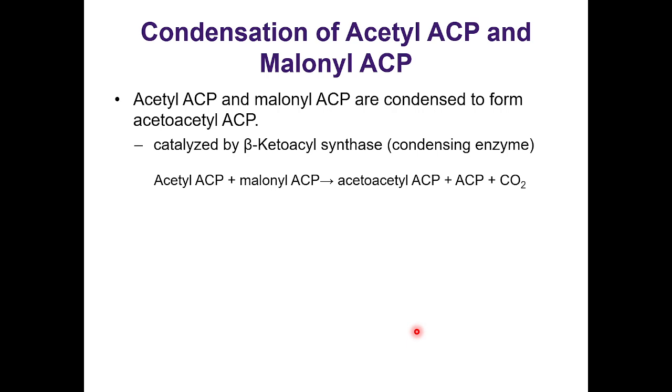The acetyl ACP and the malonyl ACP are going to be condensed to form the acetoacetyl ACP, catalyzed via the beta-ketoacyl synthase. This is your condensing enzyme. This is the one that does that condensation we started with in the previous pathway where we compared the two. The acetyl ACP plus malonyl ACP gives you the acetoacetyl ACP plus a freed ACP plus CO2.